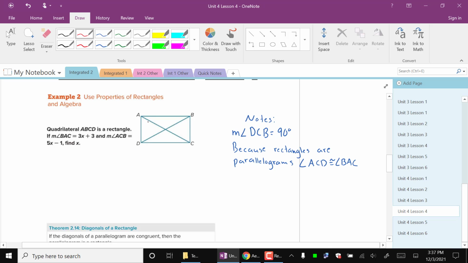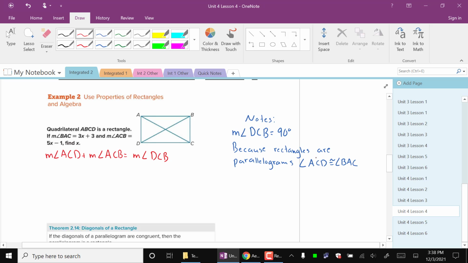I have ACD, and I have ACB, which is going to give me this whole angle, which I know is 90 degrees. So measure of angle ACD plus measure of angle ACB equals measure of angle DCB, but we know that's going to be 90 degrees. So on the next step, I'll put 90 in there.